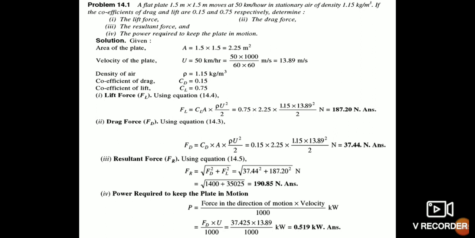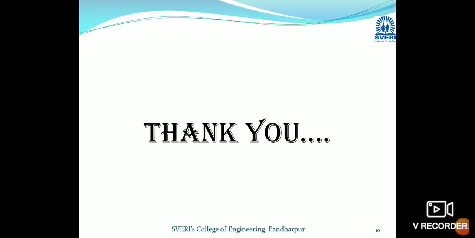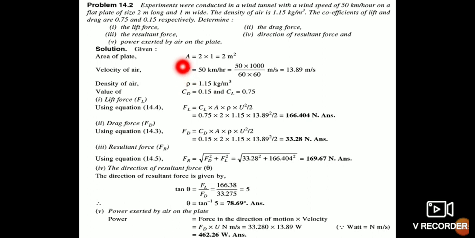So this way, if we know the formulae well and the notations, numericals are not that difficult on forces on immersed bodies. Okay, now we'll go for another sample numerical, number 2, quickly. Experiments were conducted in a wind tunnel.